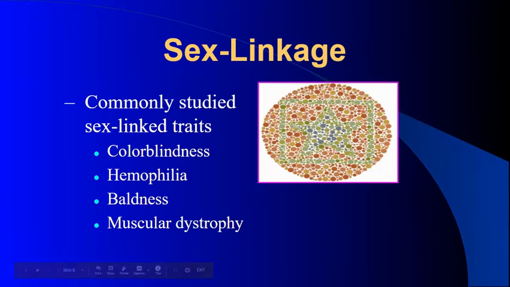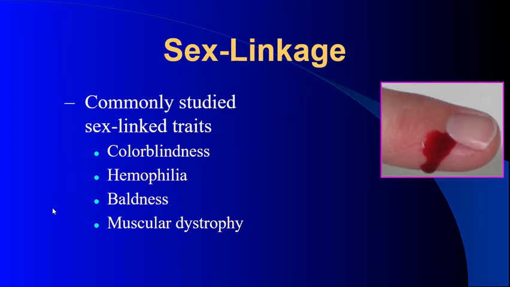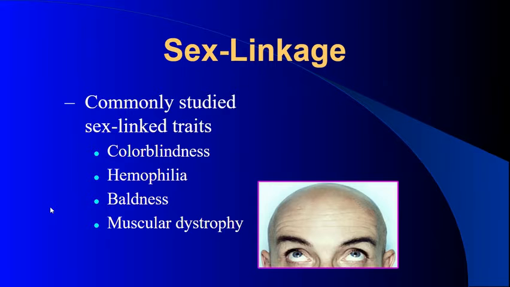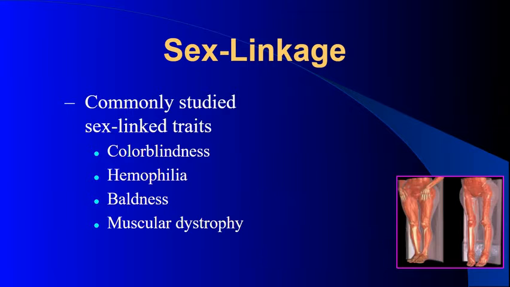The commonly studied sex-linked traits are colorblindness, hemophilia, which is when your blood lacks clotting proteins, baldness, and muscular dystrophy. And that's a disorder where the muscles basically wither and break down.